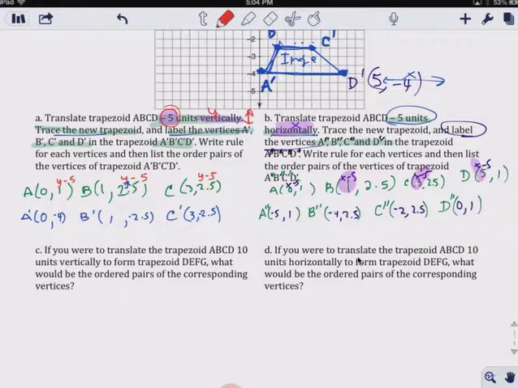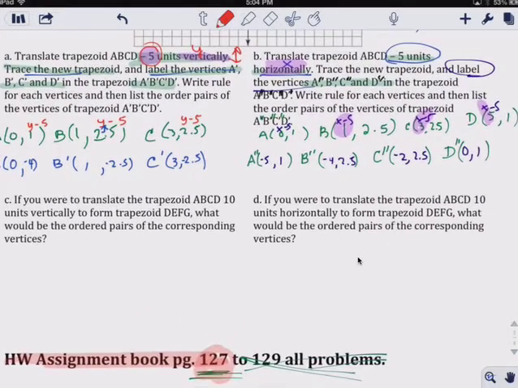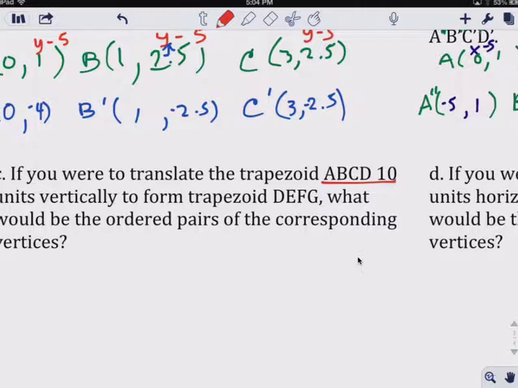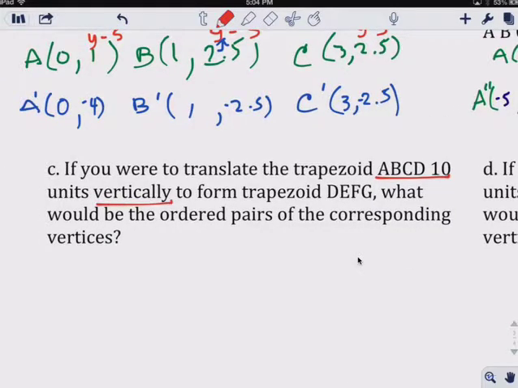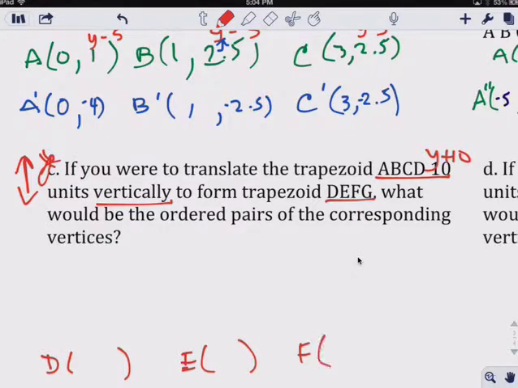Translate 10 vertically, okay, you guys know how to do this, right? Vertical is this way. Going 10, we're adding 10 to y. So it's going to be y plus 10 for each one. Whatever coloring you use, label it D, E, F, and G.